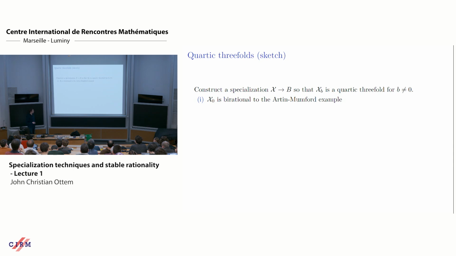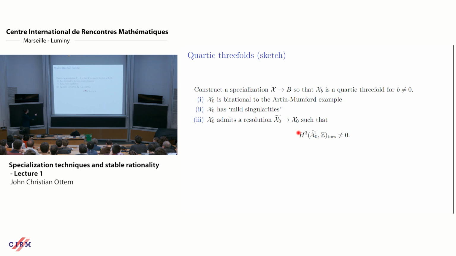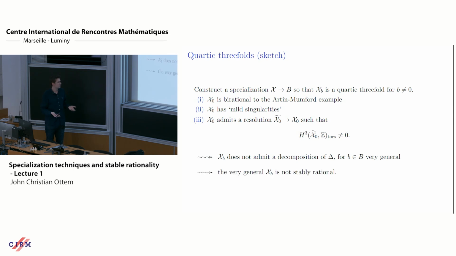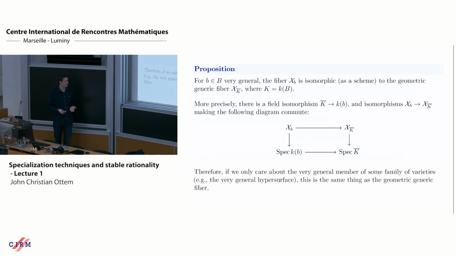But the Artin-Mumford example has this property that some resolution has non-zero torsion in H3. Oh, yeah, sorry, this has mild singularities. And this Artin-Mumford example has a resolution where you have non-zero H3. So that means that the special fiber does not have a decomposition of the diagonal. But that means that the nearby fibers also do not have a decomposition of the diagonal either. And so the very general XB is not stably rational.